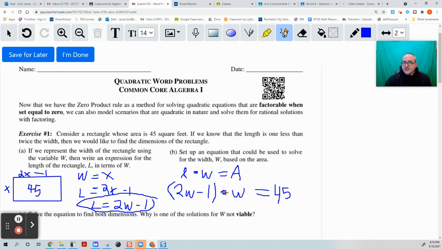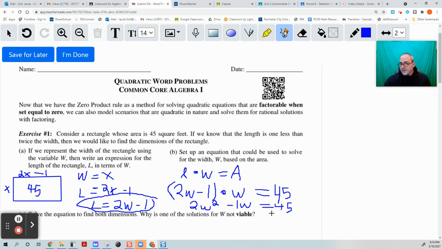So w times 2w would be 2w squared. And then w times -1 would be -1w. All equals 45 still. And this is where I kind of run out of space on my page to do things. Maybe I'll have to go up. But I have the makings of a quadratic. Oh yes, I do.